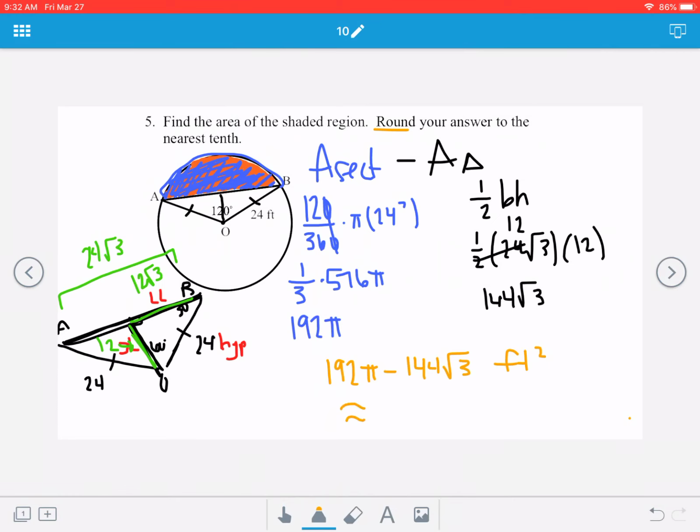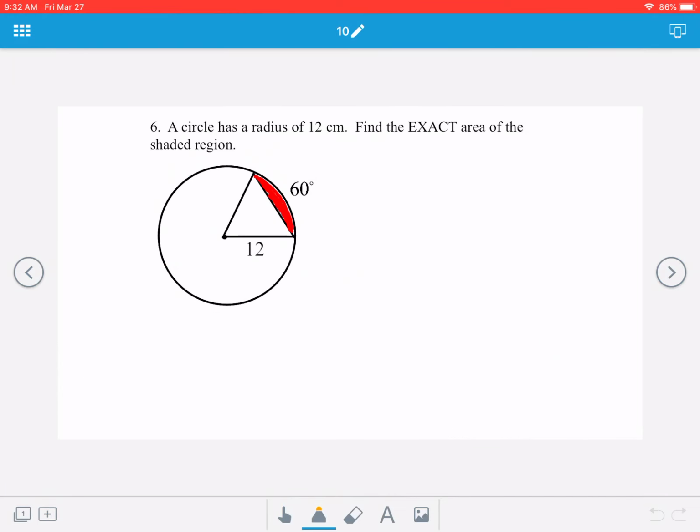Which my calculator gives me 353.8 feet squared. Okay, exact answers will have pi and radicals left in them. Rounded answers, put it in the calculator and round. Woo! Number 6, another one.